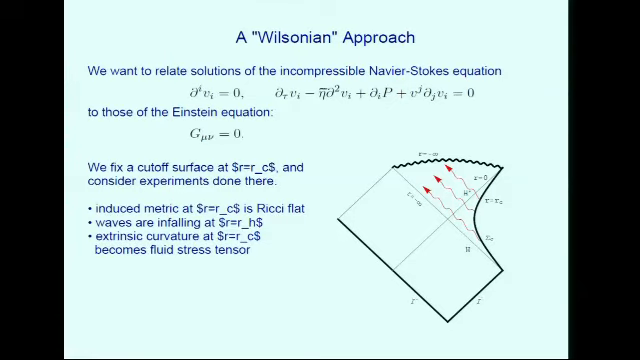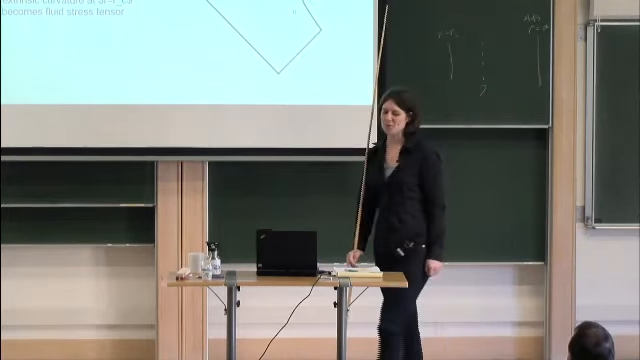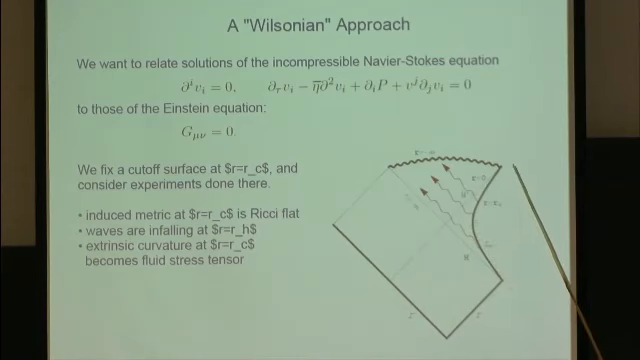In order to do so, what we do is we fix a cutoff surface. That's this r equals r_c, or this curved line in the diagram that I'm drawing here of Rindler space. We're going to consider experiments done there. We have to add a couple of boundary conditions. The boundary conditions are that the induced metric on this cutoff surface is flat.